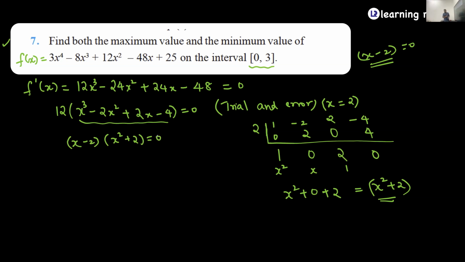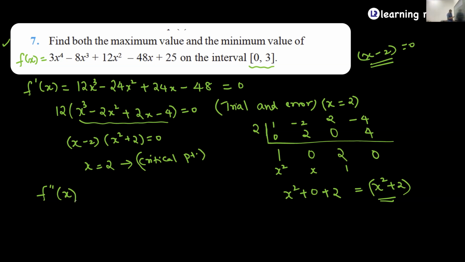So what is going to be the critical point? x equal to 2. x square plus 2 will not have a real solution at all, because the sum of two positive numbers can never be a 0. So x is equal to 2 is the critical point that we get using the differentiation method. Right. Now we need to calculate the second derivative. So f double dash of x, I will differentiate this function.